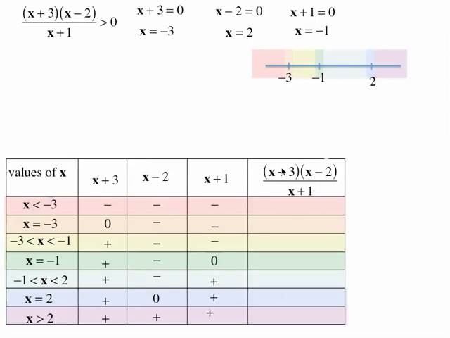Okay, now for the whole rational expression. We have the x + 3 times the x - 2. So we have a negative times a negative, which is positive, divided by a negative, which is negative again. All right, well, we have 3 negatives. Odd number of negatives gives you a negative. Here we have 0 times anything else is 0, divided by anything other than 0, of course, is 0.